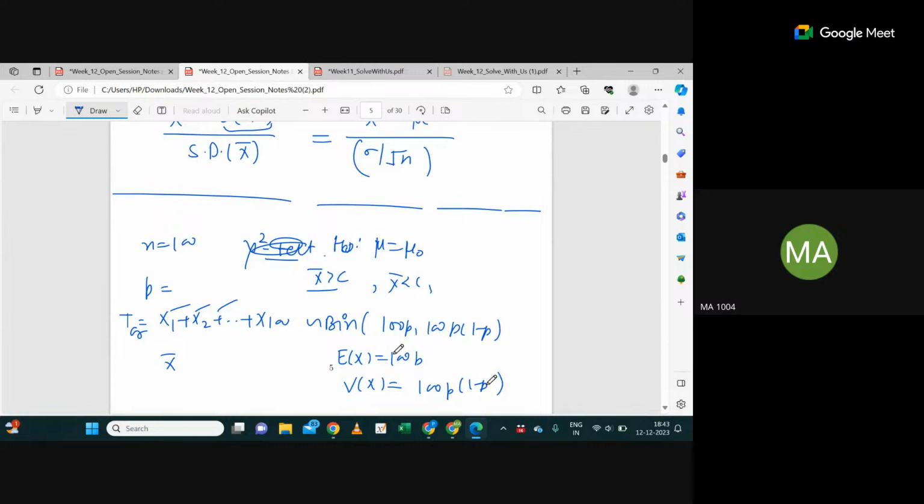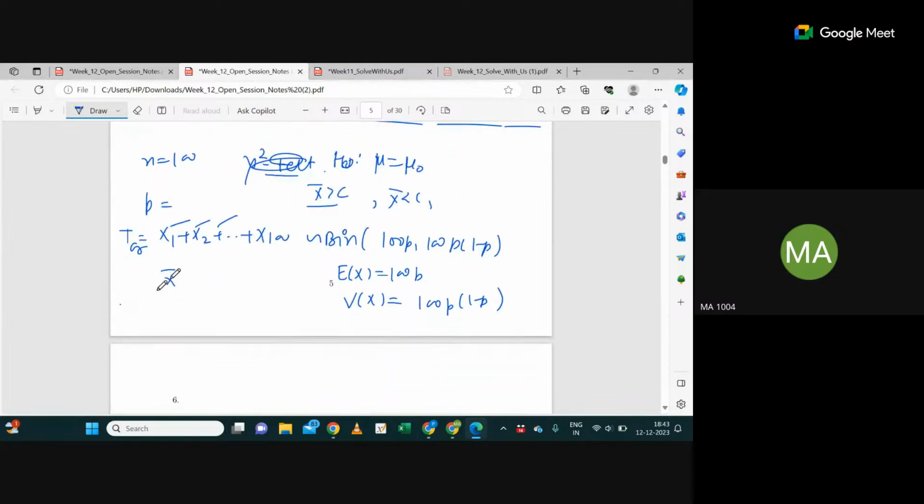Now, if you take sum xi greater than c, then you have to convert by using this expected value and this variance. If you have taken x bar greater than c, then your x bar will be approximately normal, with mean p and variance p into 1 minus p divided by 100. So you can go with anyone. At the end, you will get the same answer.